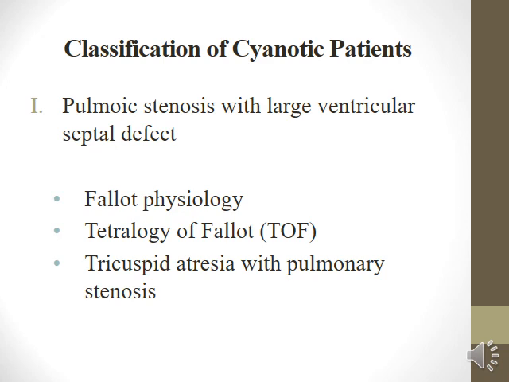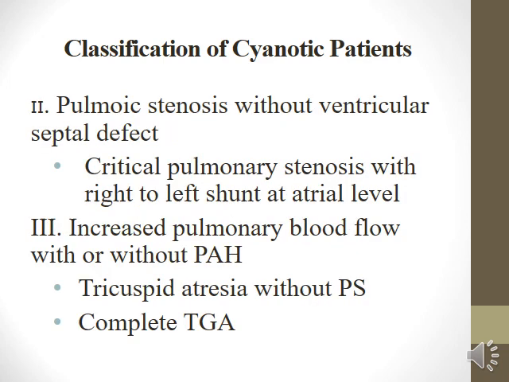Classification of cyanotic patients. First, pulmonary stenosis with large ventricular septal defect, Fallot physiology, tetralogy of Fallot, and tricuspid atresia with pulmonary stenosis. Second is pulmonary stenosis with ventricular septal defect. Critical pulmonary stenosis with right to left shunt at the atrial level may also occur.